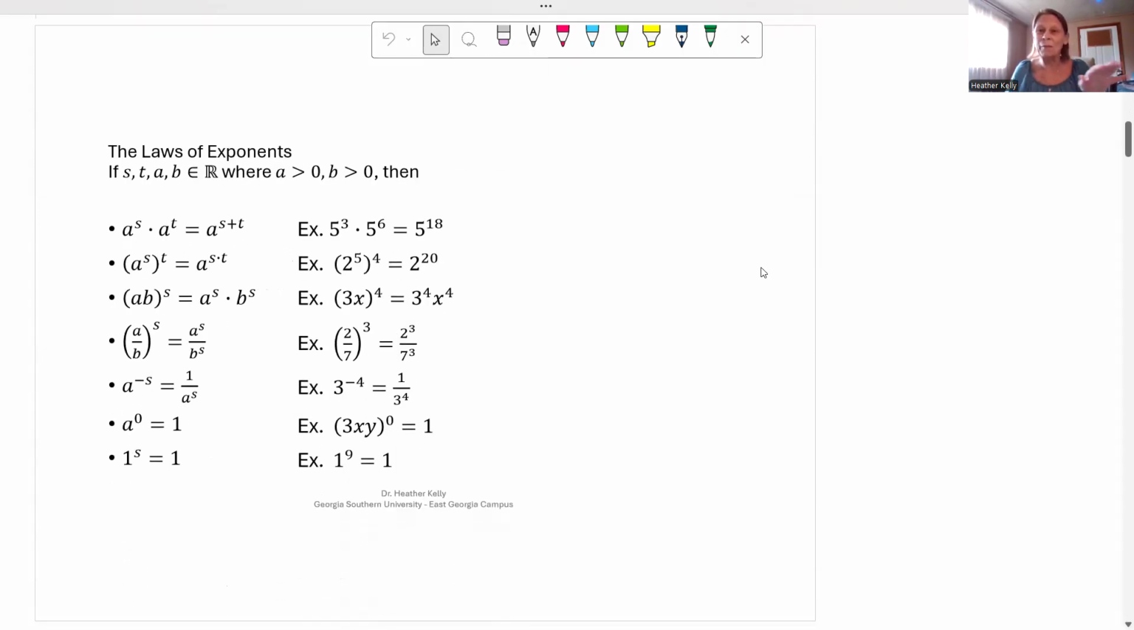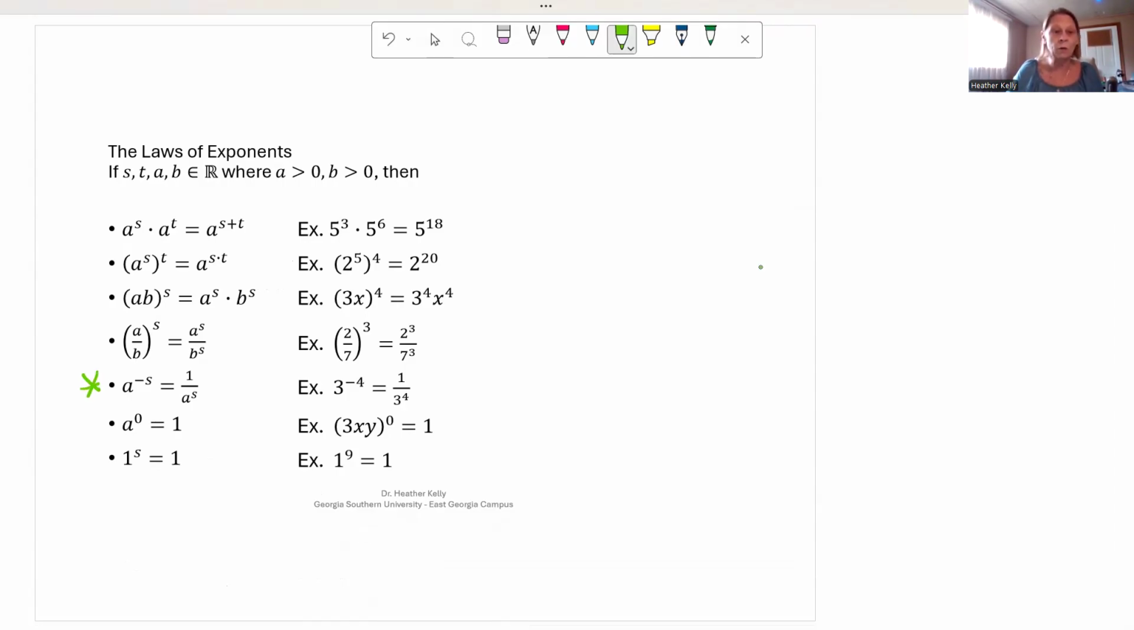Before we do that, I want to remind you of the exponent rules that you're expected to already know coming into this class. So, I've gone over all of the main ones here with an example. You can pause it and take a look at these. I'll be happy to speak about a couple of them.